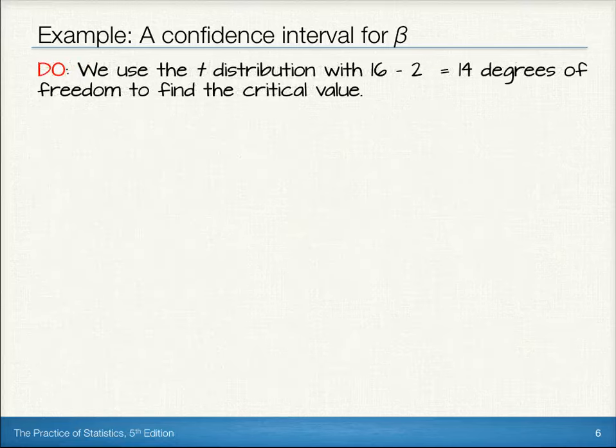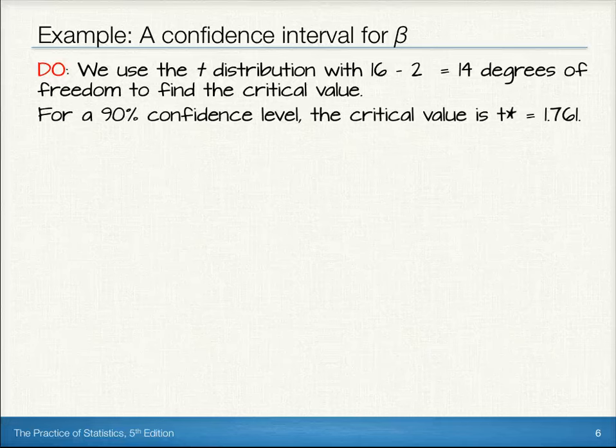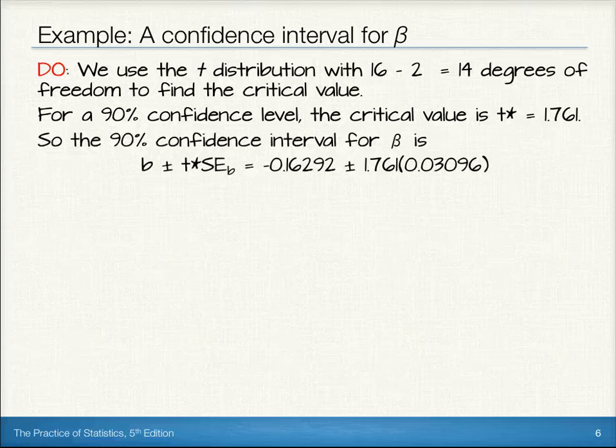So because those conditions are met, we'll use the t-distribution with 16 minus 2, or 14 degrees of freedom, to find the critical value. Looking that up on the table, we find that for a 90% confidence interval, the critical value is t star equals 1.761. So our 90% confidence interval for the true slope beta is our observed slope plus and minus the critical t times the standard error of the slope.